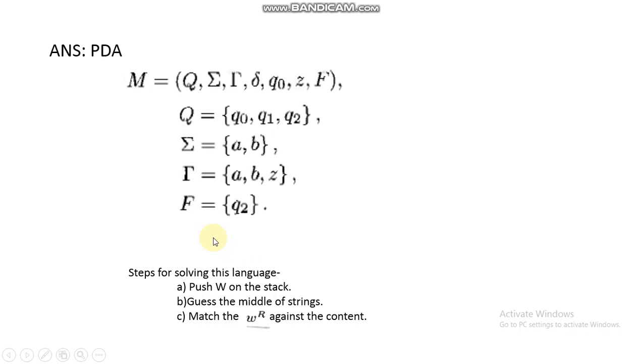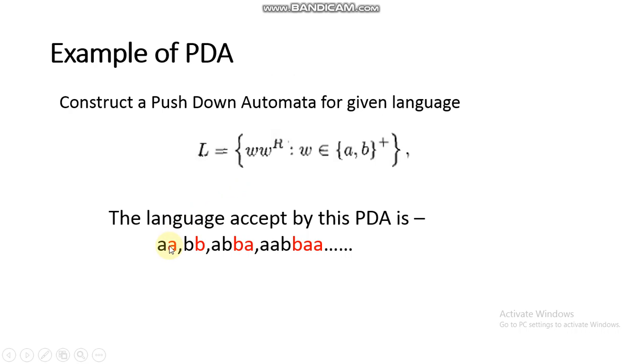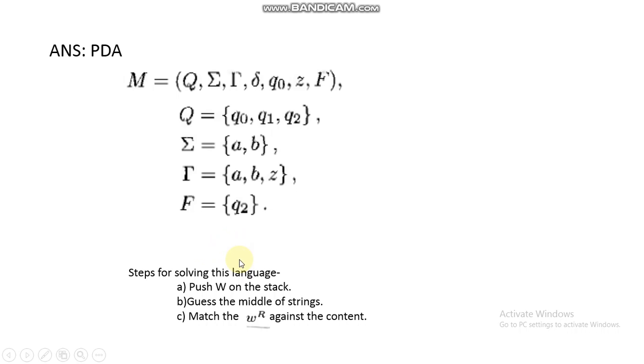So for the answer, we have to consider the PDA for this tuple Q, sigma, delta, q0, Z and F. Q is q0, q1, q2, and sigma is {a, b}. This is the basic step to construct the PDA. So after showing the string a b b a, the basic idea behind it is that we have to construct this PDA in 3 steps.